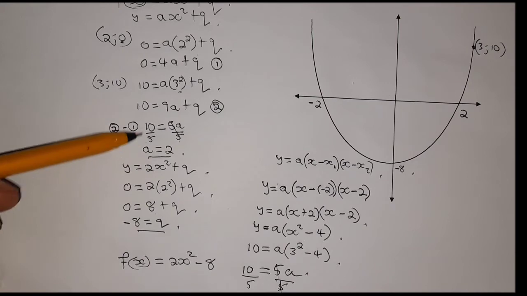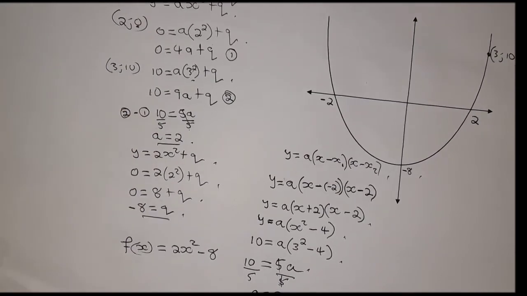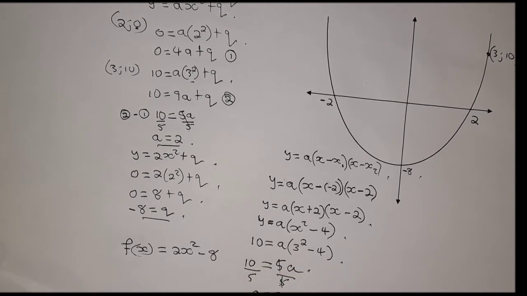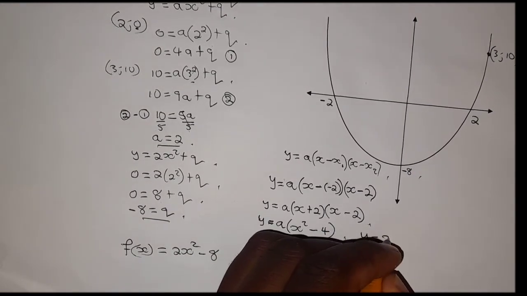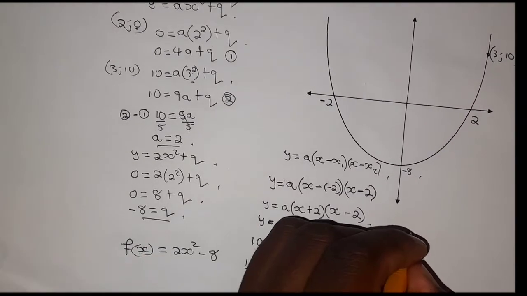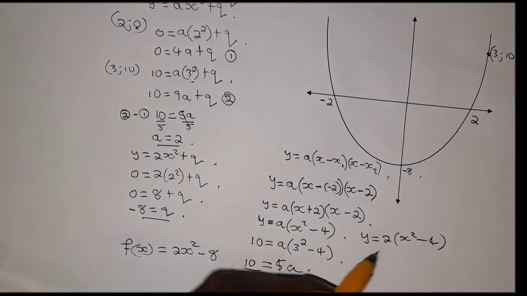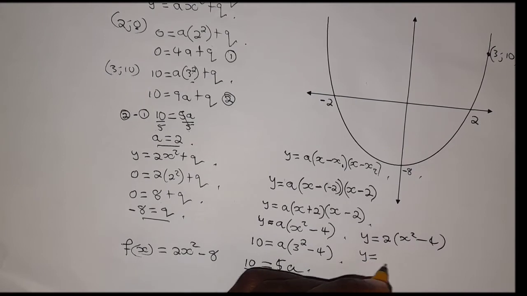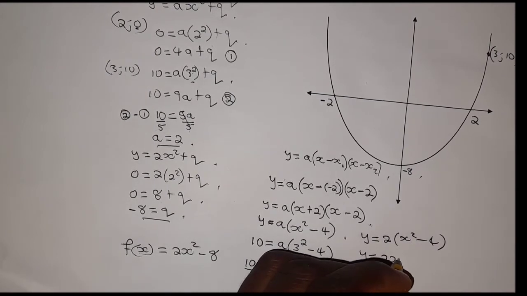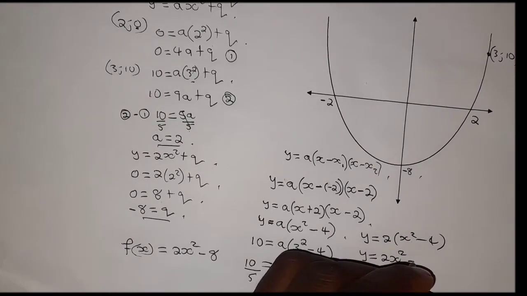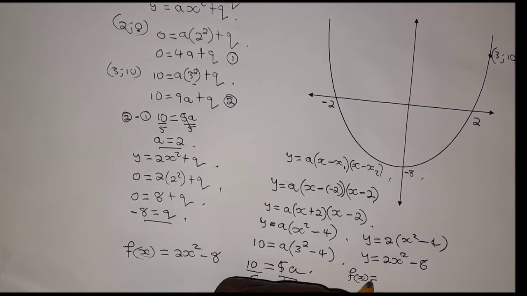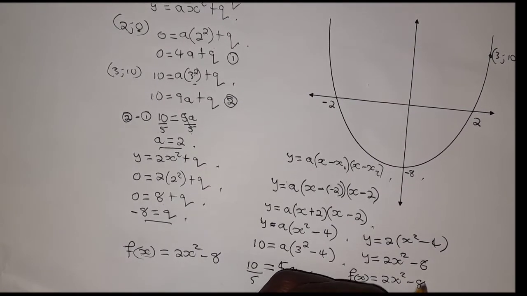It's just like here where we got our a. And then we come back to our equation here. We now have the value of a, so we just put that 2. So y is equal to 2 bracket x squared minus 4. y is equal to 2 multiplied by this bracket. So this gives us 2 by x squared is 2x squared, and 2 by negative 4 is negative 8. Thus f of x is equal to 2x squared minus 8.